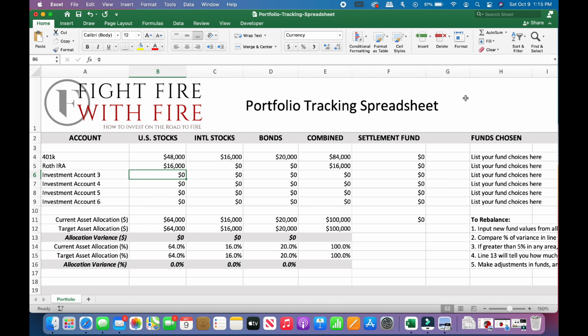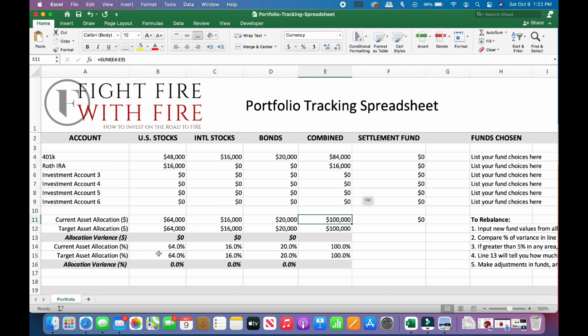Now, once we put our actual numbers in there, you can take a look at a couple different sections of the portfolio spreadsheet. If you look under the combined section, this is going to add up the different areas for US stocks, international stocks, and bonds and spit out a total that you hold inside that investment account. So we can tell that our 401k has a total of $84,000 in assets, and our Roth IRA has a total of $16,000 in assets. Total portfolio value is $100,000.